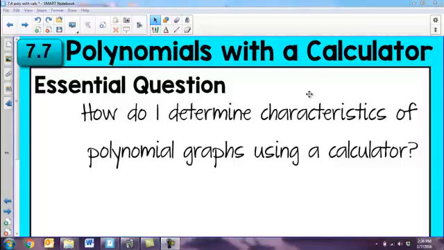Hey guys, today we are going to continue graphing polynomials, but we get to use our friend the calculator. And this is the one thing that you're going to have to know how to do with a calculator, so after this lesson, you'll totally be prepared to do the calculator portion of the test that is next week. So, your essential question today is, how do I determine characteristics of polynomial graphs using a calculator?